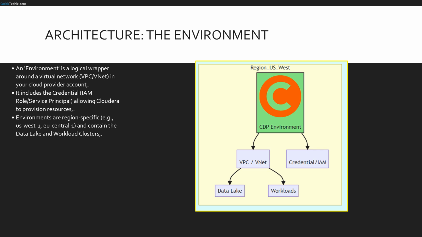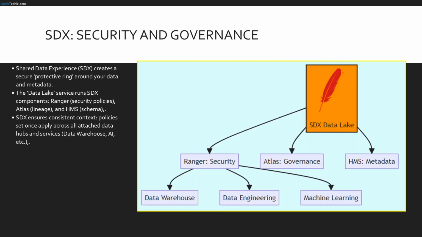This diagram breaks down the environment structure. Within a specific region, represented by the outer box, sits the CDP environment. It acts as a container linking two critical components, the credential IAM, which provides authorization, and the virtual network, VPC or VNet, which provides the infrastructure. Inside this network, the environment hosts the data lake and the various compute workloads, ensuring they all share the same network security boundaries. Security is often the biggest hurdle in cloud adoption.